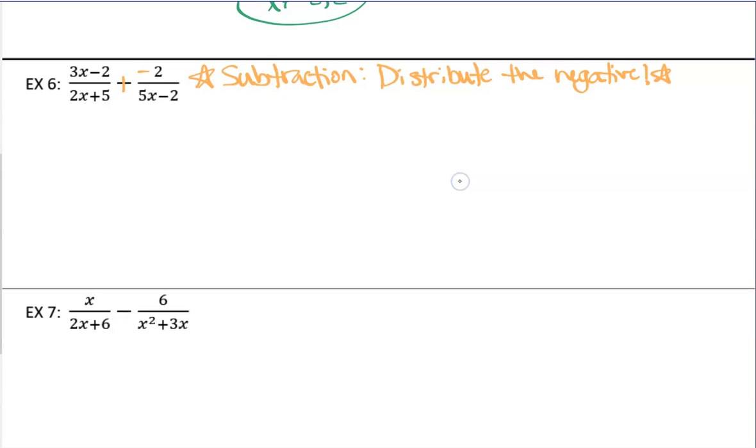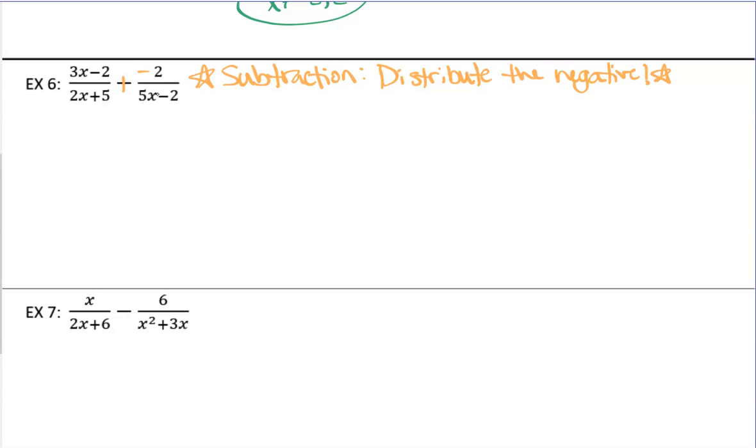All right, so let's do this one. I have distributed my negative sign, so that's good to go. My next step is supposed to be to factor. Well, I cannot factor either one of these. They're already as simplified as I can get. Okay, so here my denominator is 2x plus 5. Second denominator is 5x minus 2.